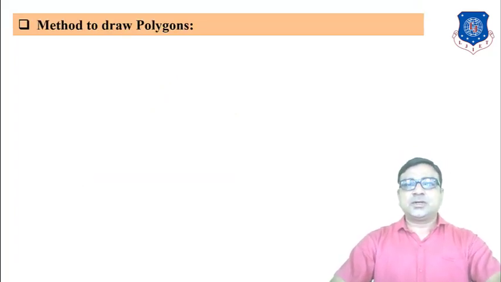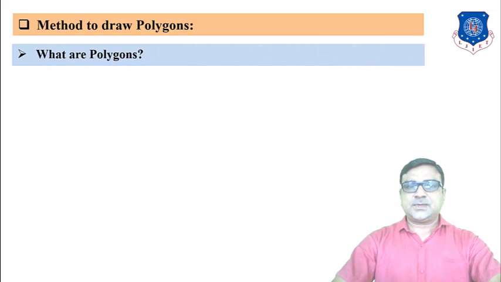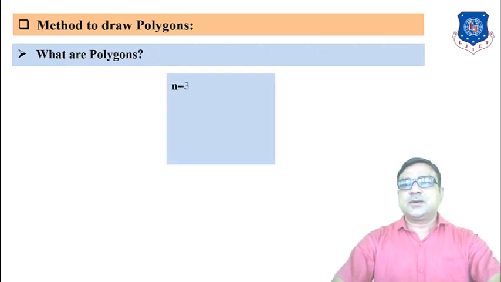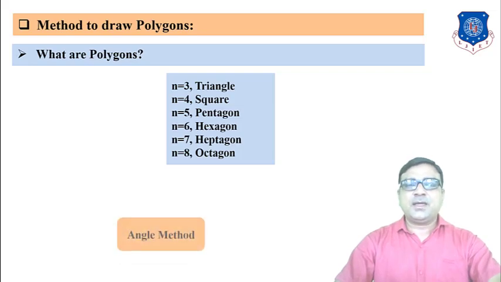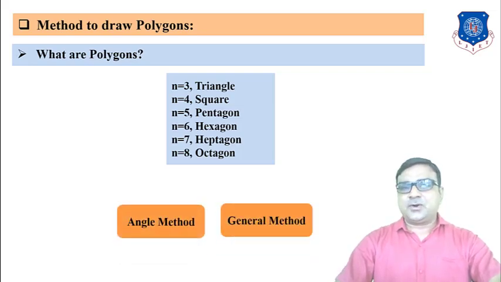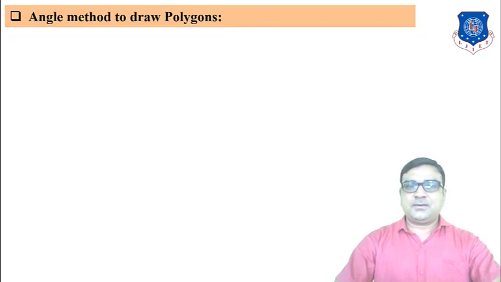A method to draw polygons. What are polygons? When the number of sides of the polygon is 3, it is known as a triangle. If the number of equal sides is 4, it is known as a square. With 5 sides, a pentagon; 6, a hexagon; 7, a heptagon; 8, an octagon. Now there are 2 methods for drawing polygons, the angle method and the general method. First, the angle method.